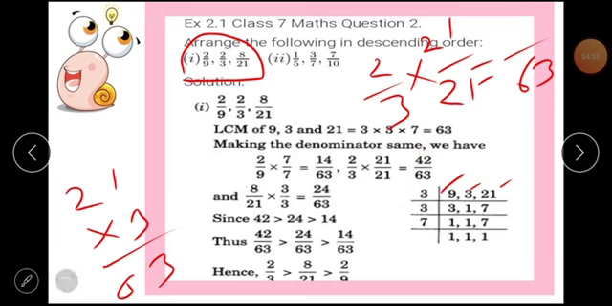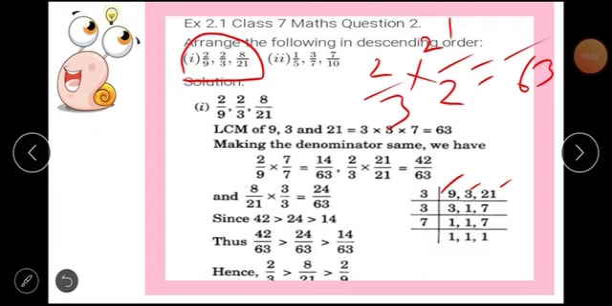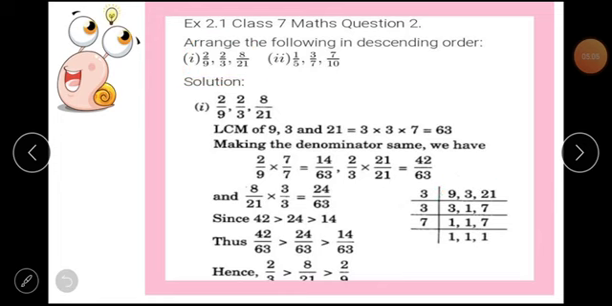And after making the denominators the same, you can easily compare all the values. You can easily compare which one is greater, which one is smaller. So now you will get 42, 24 and 14. So you can easily compare. 42 is the greatest, then you will write 24 and then you will write 14. So this is the descending order which is required for the solution.